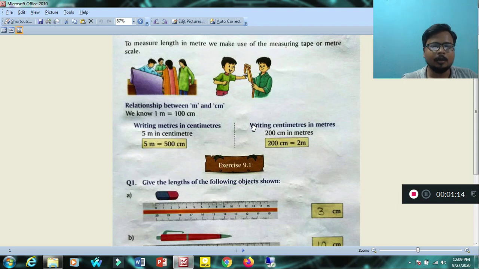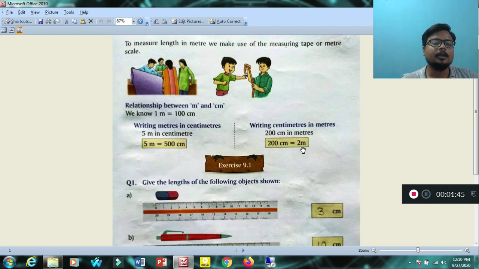Okay. Now next one, writing centimeters in meters. 200 centimeters in meters. You have to convert 200 centimeters into meters. So we all know 100 centimeter equals 1 meter. So in the same way, we can write 200 centimeter equals 2 meter. Or if the question is given, convert 300 centimeters into meters, we can write 300 centimeter equals 3 meter.